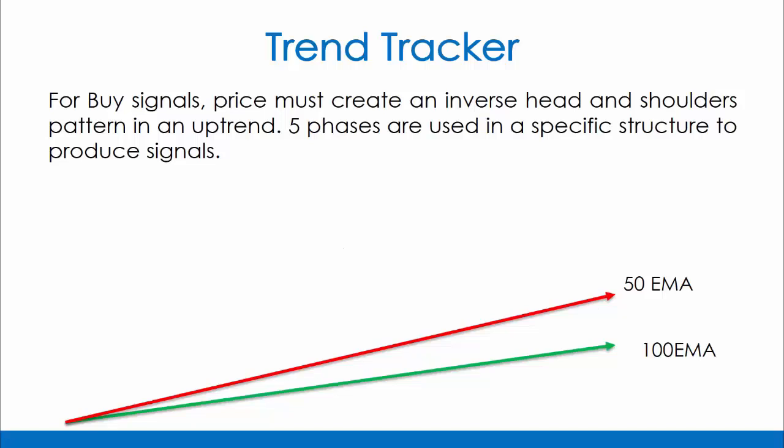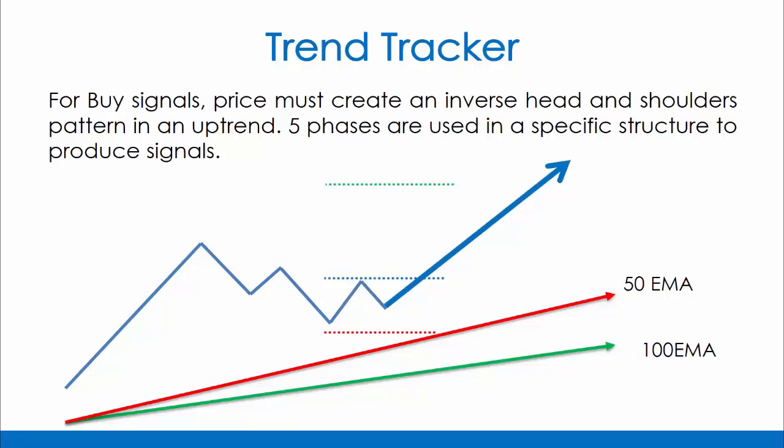Now, for buy signals, price has to create an inverse head and shoulders, whereas for sell signals, it has to just create the head and shoulders pattern. Focusing on buy signals first of all, we need to have a specific 5-phase structure to produce these buy signals. Now, I'll play this animation a couple of times so that you can see the structure. And that's the pattern that Smart Charts is looking for.